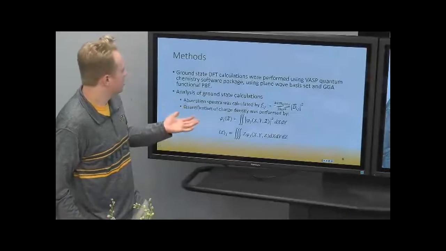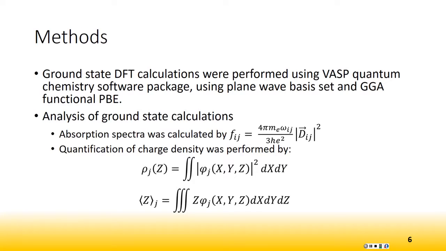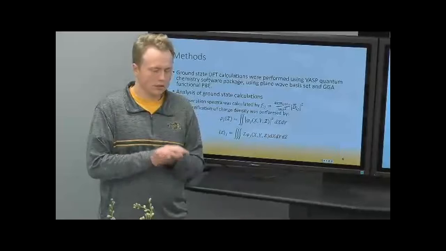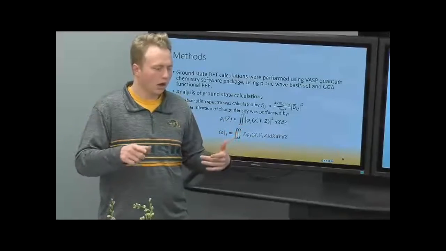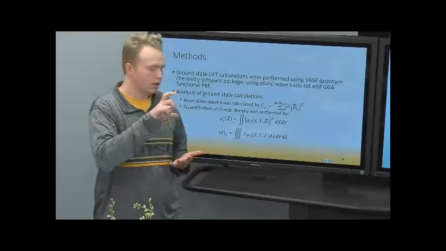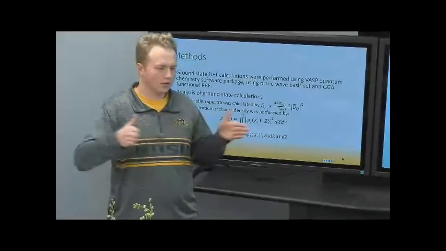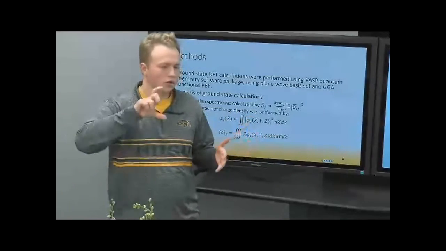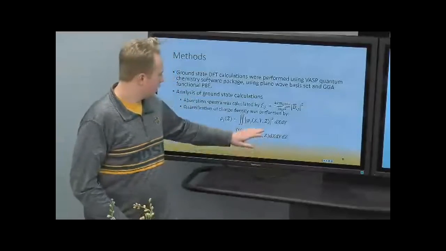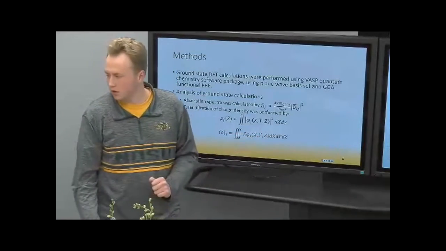For the methodology, just like everyone else, I use VASP with the GGA functional PBE. My main tool in this is when we collapse the orbitals into either one dimension or two dimensions. So we have Z and then the amplitude, or just the center of mass. And that's given by these equations.